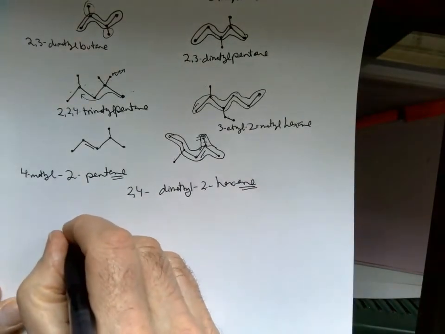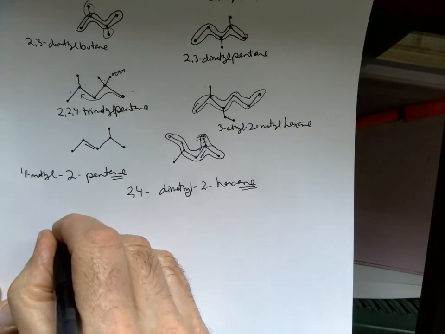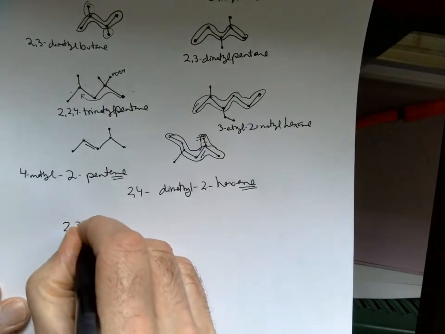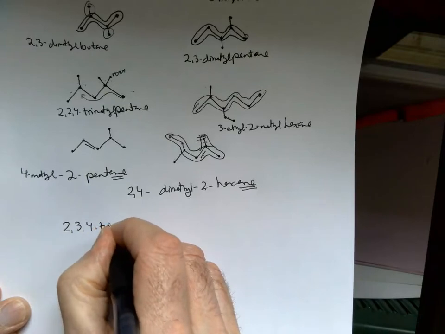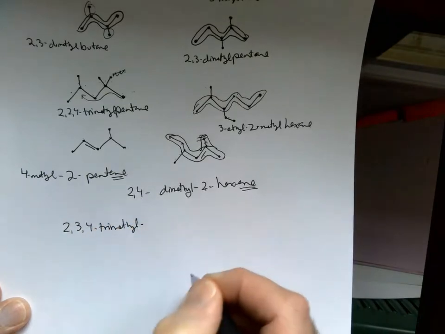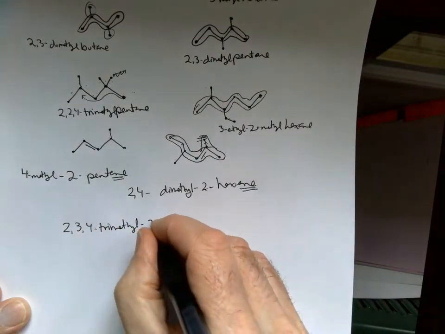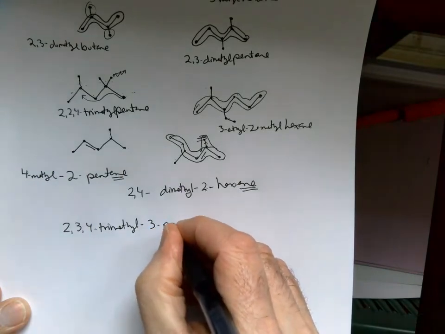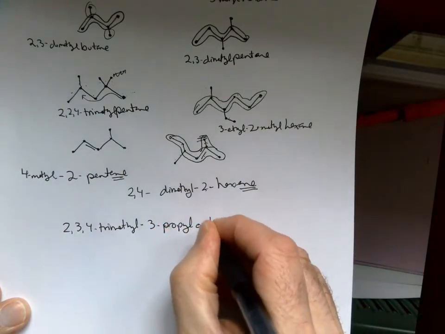Let's go. 2, 3, 4 trimethyl. Let's go 3 propyl octane.